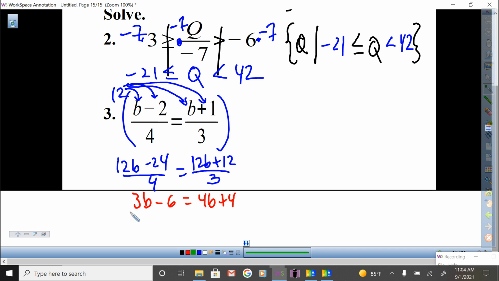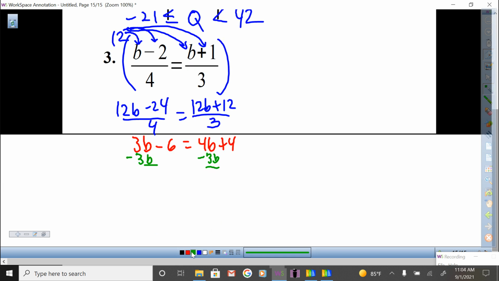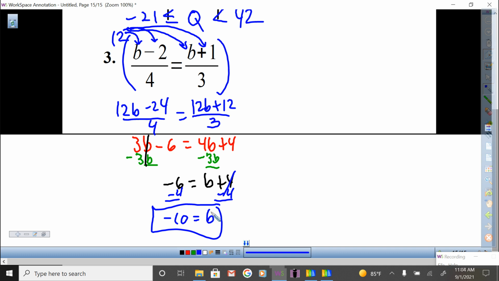Get all variables to one side. I subtract 3b, subtract 3b. So we end up with negative 6 equals b plus 4. And from there we subtract 4 from each side. So we end up with negative 10 equals b. Hands if you got that?